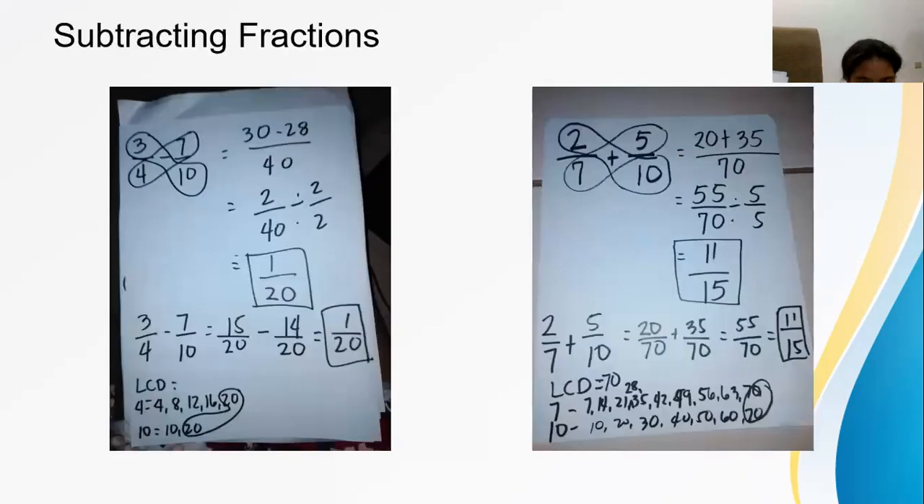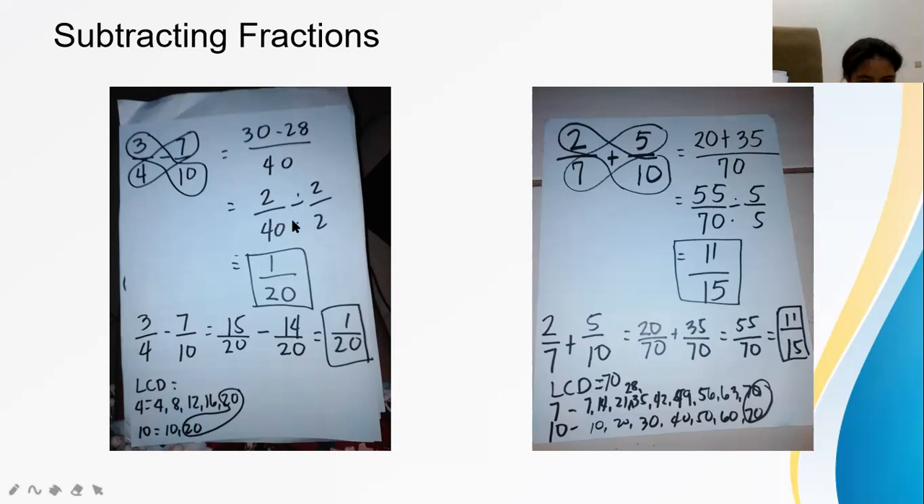Okay. Next example, subtracting fractions. So, subtracting fractions, we have 3/4 minus 7/10. So again, since they are proper fractions, there is no mixed number, we are going to do the cross multiply or the butterfly method. So 3 times 10 is 30. Then minus 7 times 4 is 28. Then over 4 times 10 is 40. So 30 minus 28 is 2 over 40.